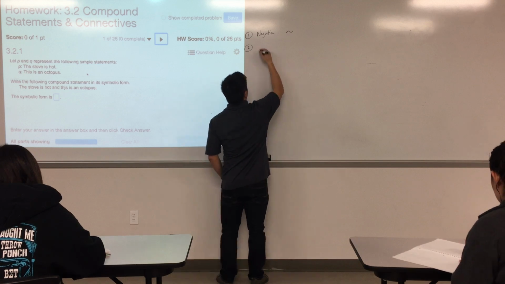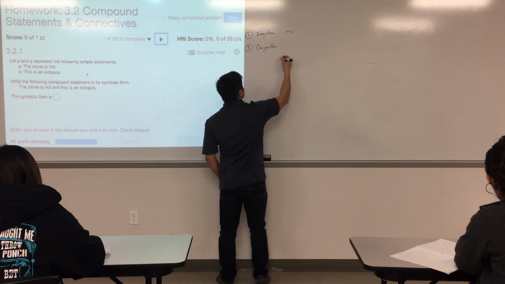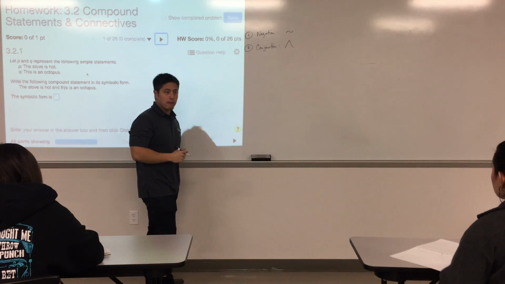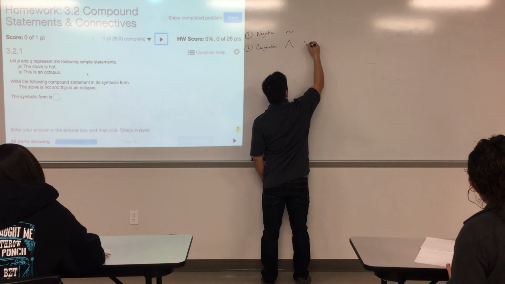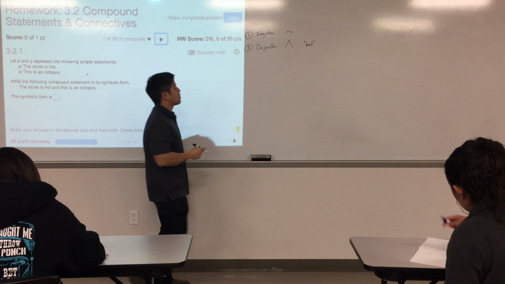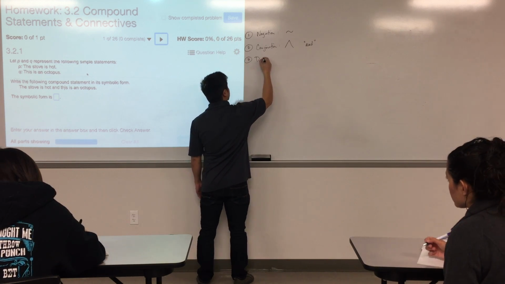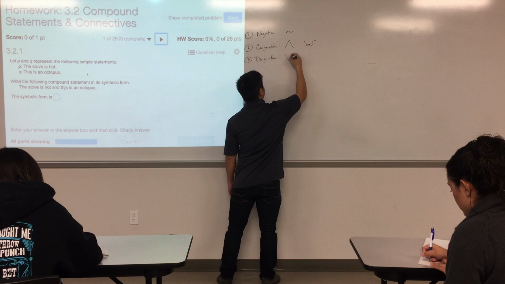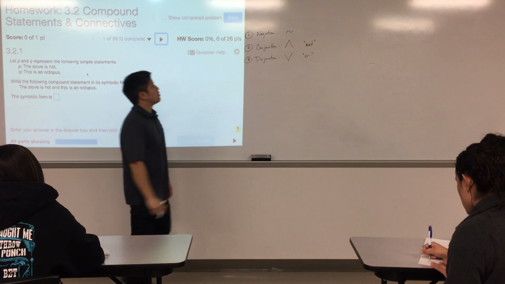The first is known as a conjunction. A conjunction has the symbol that looks like an upside down V. Okay? All conjunctions are connected with the word and. The other one that's new is a disjunction. That is a V. That's connected with the word or. Okay?